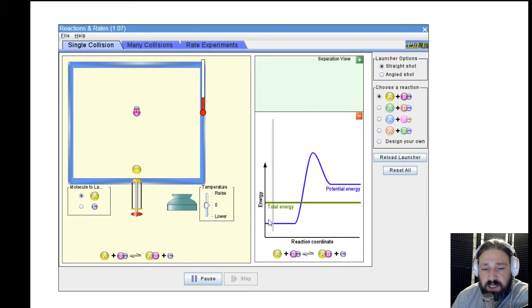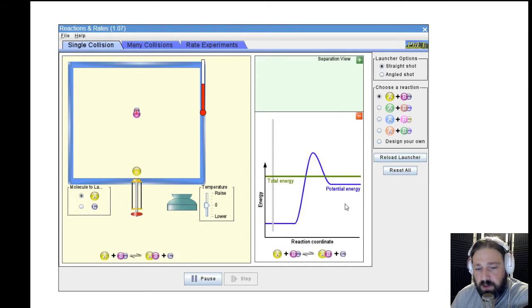As we can see here, we have this amount of energy going on with the molecules, and it's not enough to get over that activation energy. So one thing we can do is increase the temperature, increase the kinetic energy. If I stop here, this is the potential energy of our products.